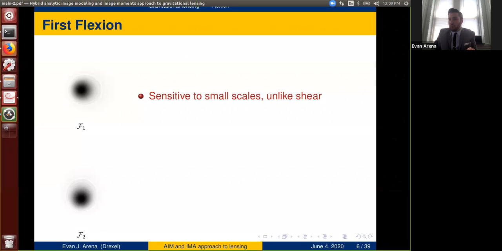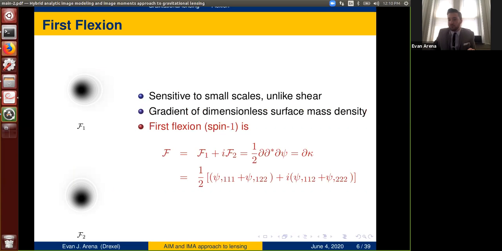Being a higher order term, flexion is more sensitive to smaller scales than is shear. The strength of the signal falls away from the halo faster than the shear does, and as such, flexion acts as a sort of high-pass filter for density. What's more, unlike shear, flexion is local. It is the gradient of the convergence. So measuring the flexion of an object gives you the gradient of the convergence at that object, whereas shear is not related locally to the density.